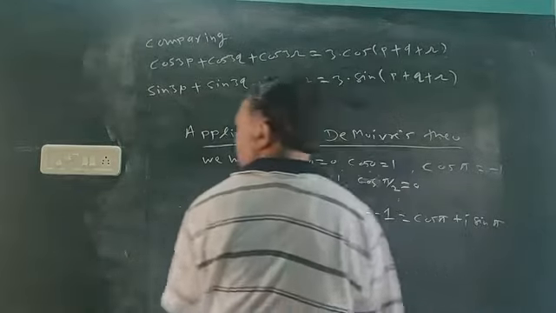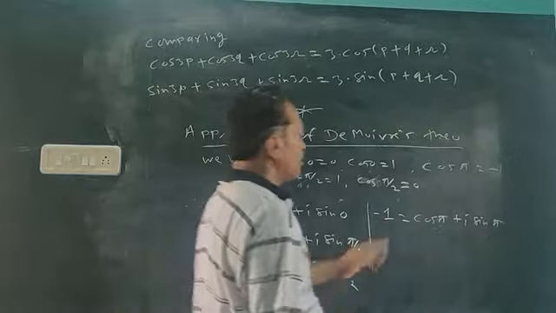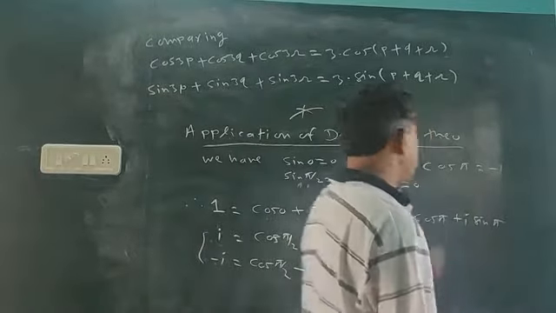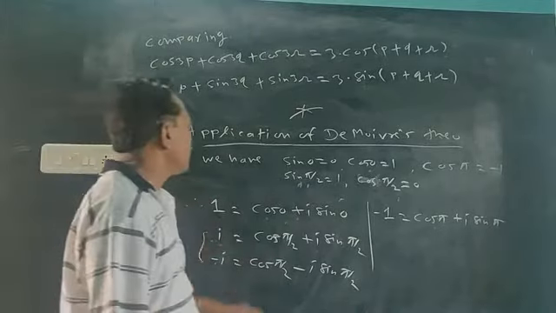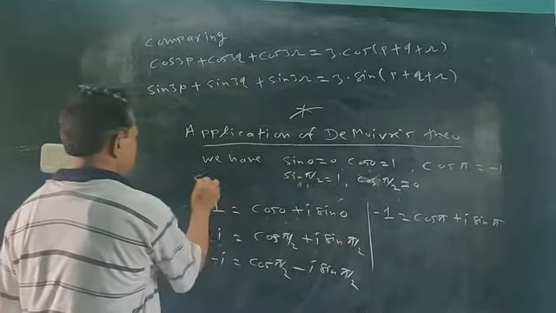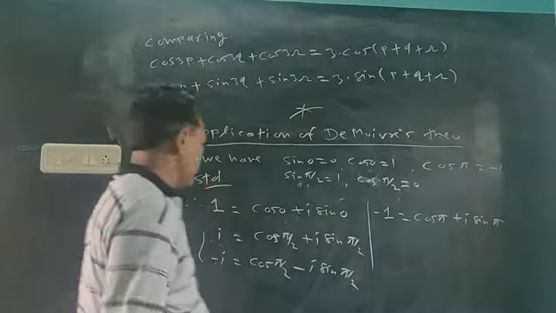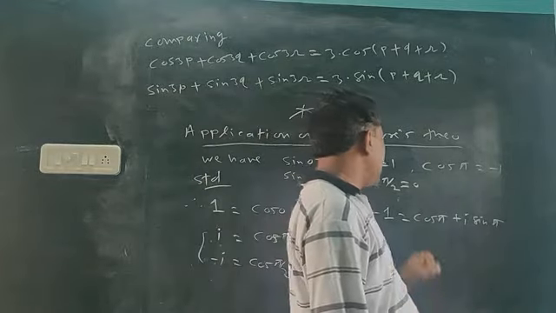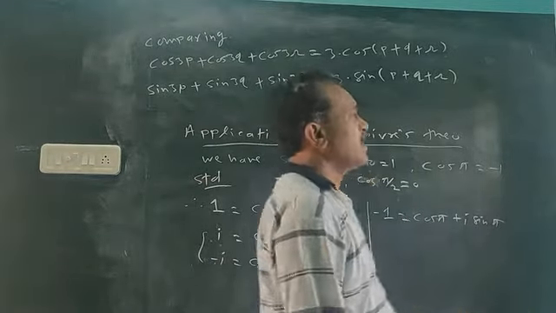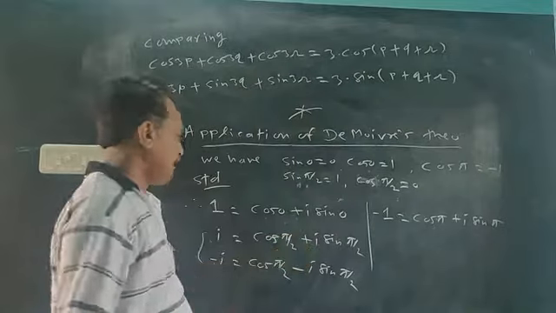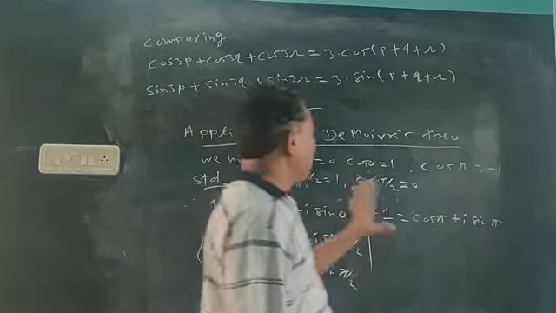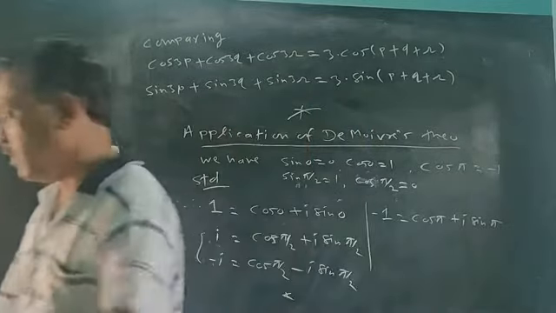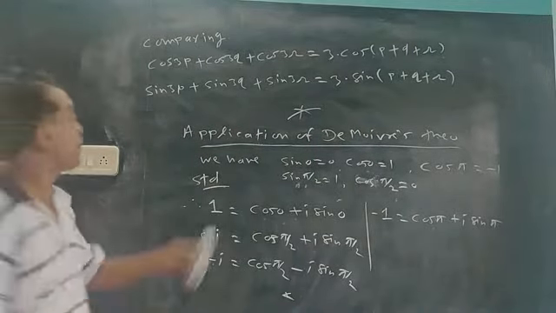So 1 is cos 0, i is cos 90, and cos pi is minus 1. We use these four standard relations: 1, minus 1, i, and minus i. In mathematics we need these in this topic.